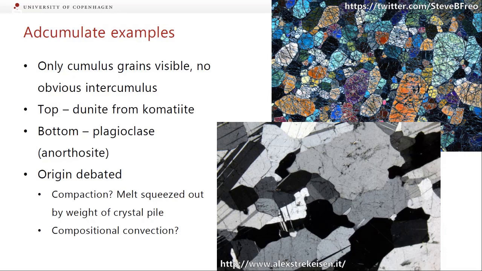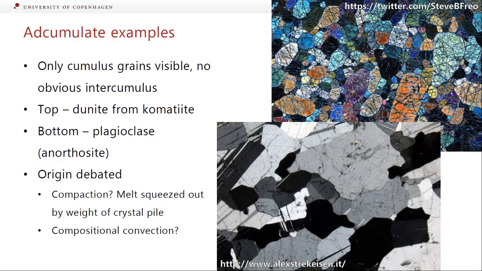If you imagine that the crystals either grow in situ or settle down, and you have some amount of cumulus grains and some amount of intercumulus trapped liquid, to make an adcumulate you need to get rid of that liquid, right? Because let's say it was a basaltic magma and we've crystallized a bunch of plagioclase, the melt in between should go on to crystallize all these other phases, all these other minerals we've been dealing with, right? Some clinopyroxene, some oxides maybe, but instead we're just getting pure plagioclase. So you need some way of removing that.